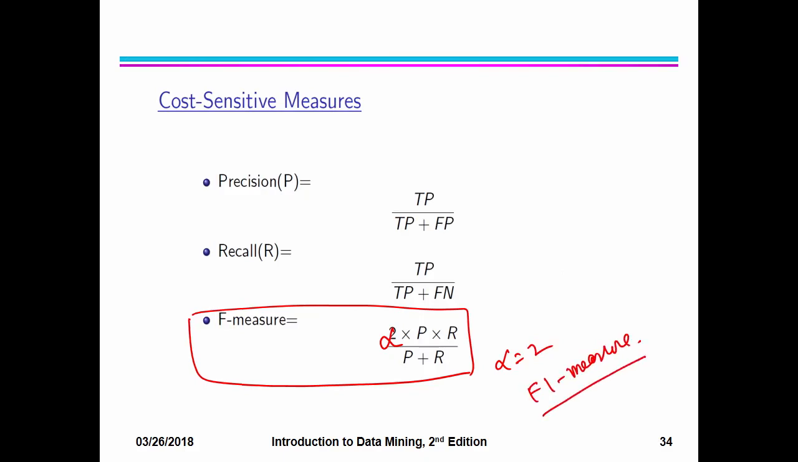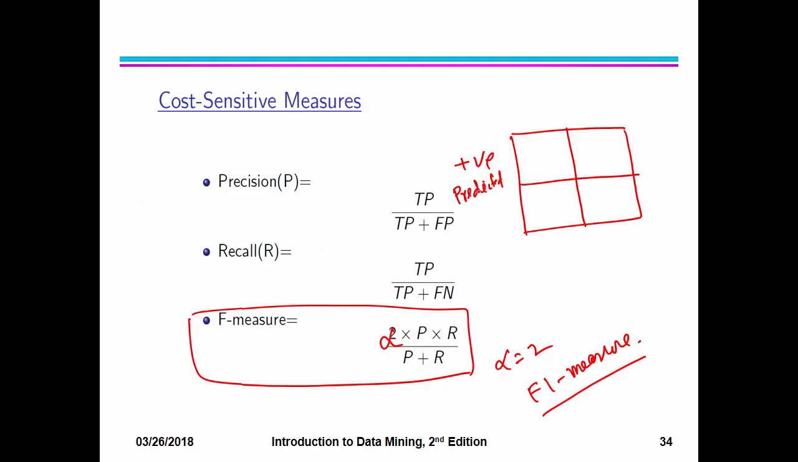So, what is this precision? Here we have the confusion matrix. This is the positive class predicted by the classifier, this is negative, and this is the ground truth. This is positive, this is negative, that we know. So, this is true positive, this is false positive, this is false negative and this is true negative.